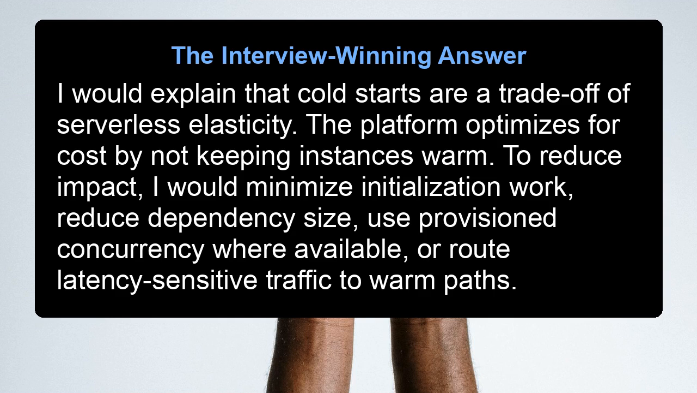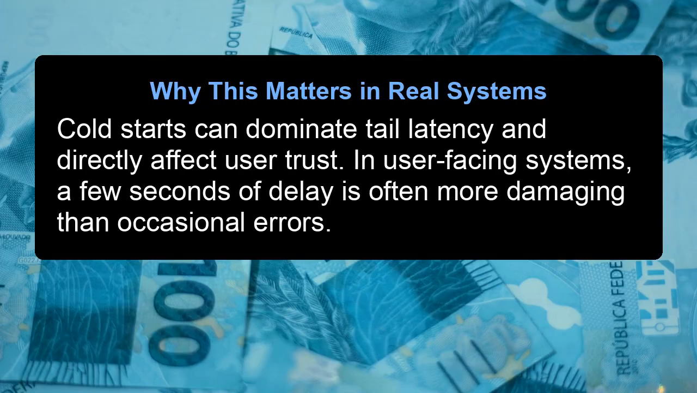The platform optimizes for cost by not keeping instances warm. To reduce impact, I would minimize initialization work, reduce dependency size, use provisioned concurrency where available, or route latency-sensitive traffic to warm paths. Why this matters in real systems. Cold starts can dominate tail latency and directly affect user trust. In user-facing systems, a few seconds of delay is often more damaging than occasional errors.